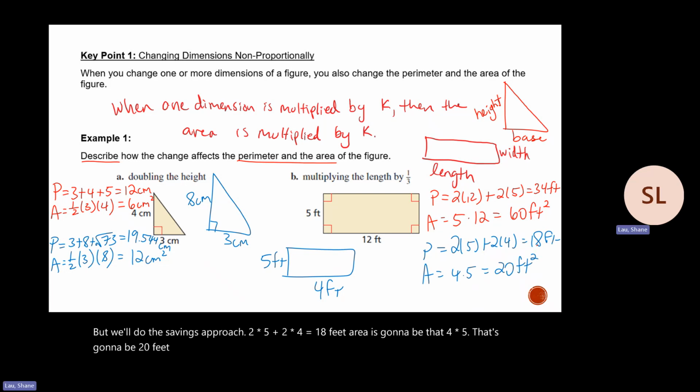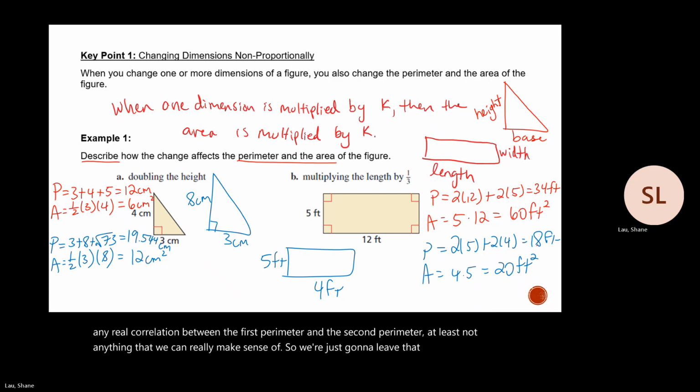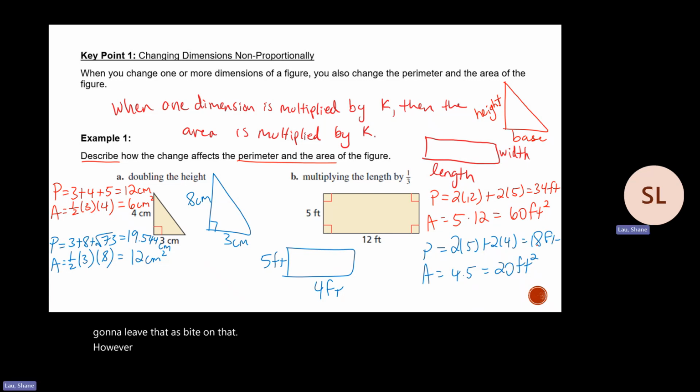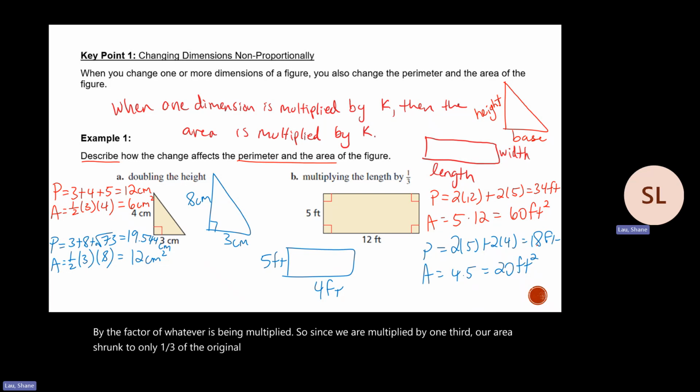Okay. And so, like I said in the last problem, we're not actually seeing any real correlation between the first perimeter and the second perimeter, at least not anything that we can really make sense of. So we're just going to leave that as a bygone thought. However, we do see that the area did change again by the factor of whatever is being multiplied. So since we are multiplying by 1/3, our area shrunk to only 1/3 of the original area. So just make sure that you're aware of that.